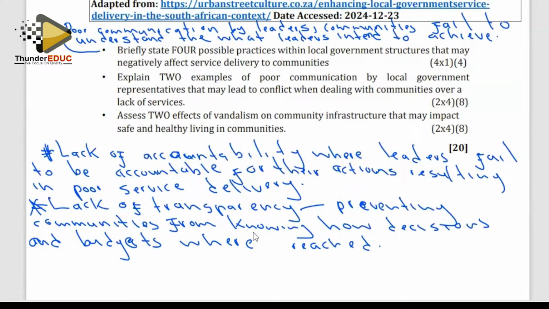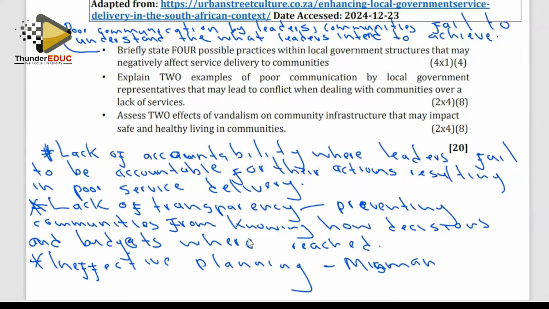Lack of transparency preventing communities from knowing how decisions and budgets were received. Then we also have things like ineffective planning, when projects are done without proper planning, which affects the quality. Then we also have things like mismanagement, nepotism, etc. So all those are possible practices within local government which might affect service delivery.